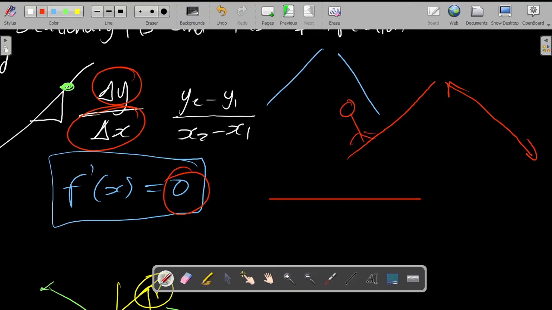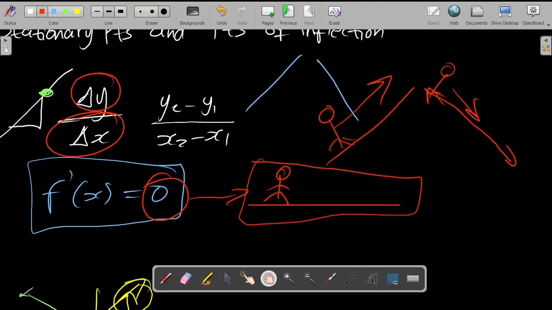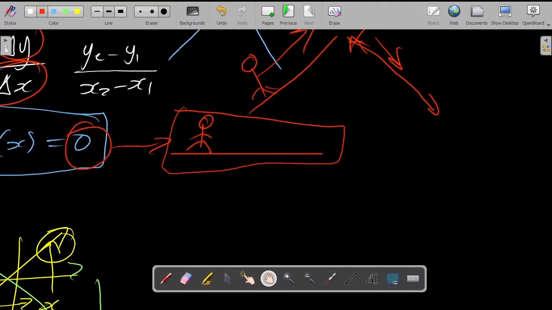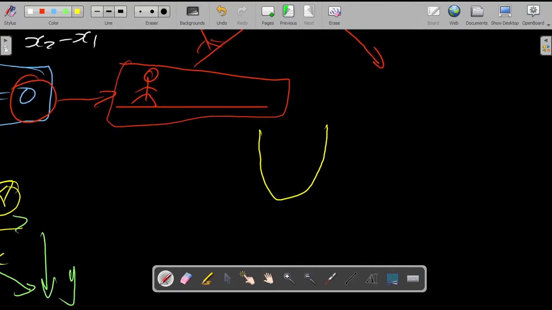If you're standing here, you're going downhill. But if you're here, you're on level ground. So this corresponds to a gradient of 0. At such a point, we have what we call stationary points. So for a parabola, if you find the gradient at the turning point, you should get 0.